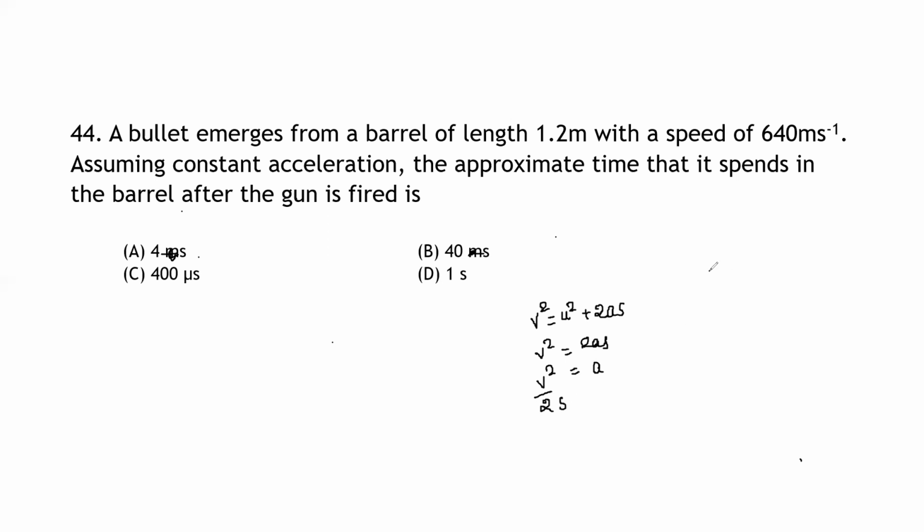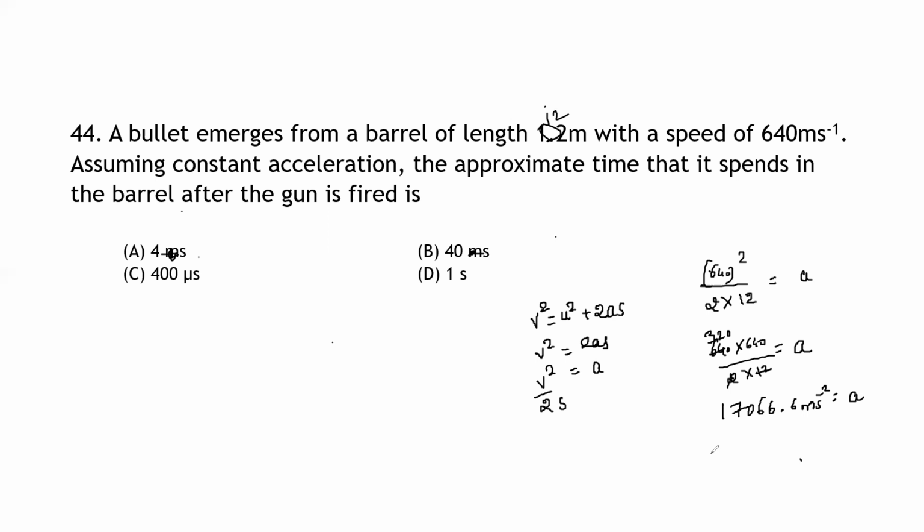So the v value is 640, so 640 whole square divided by 2 into s. It is given as 12, it is not 1.2. So here it is 12 meter. Therefore, acceleration is equal to 640 into 640 divided by 2 into 12. We can simplify this using tables. If you simplify, you will get 17066.6 meter per second square as the acceleration.